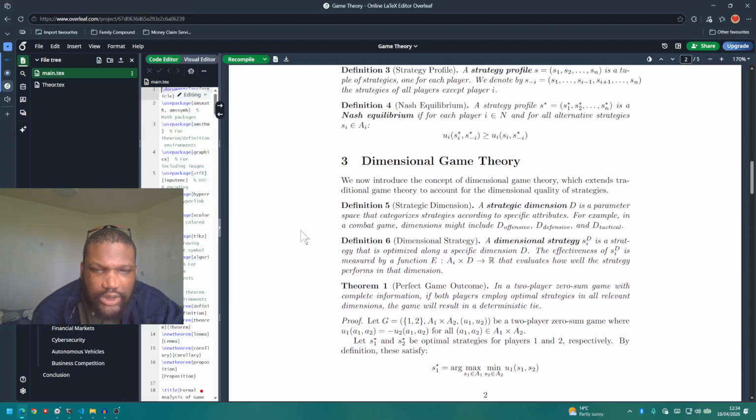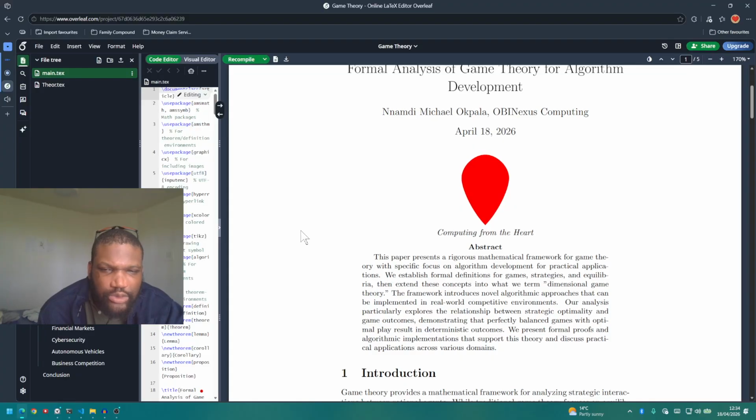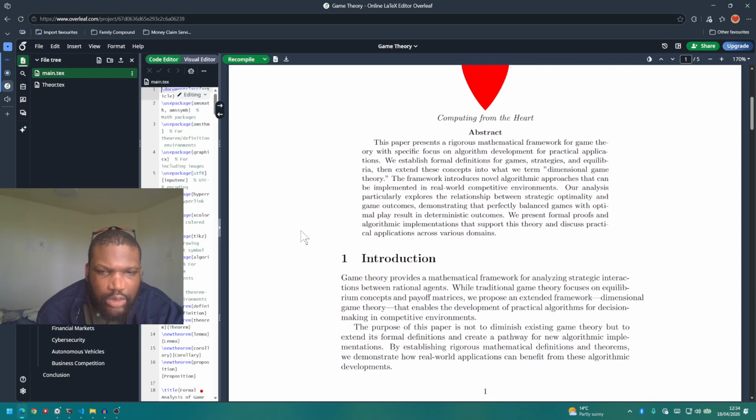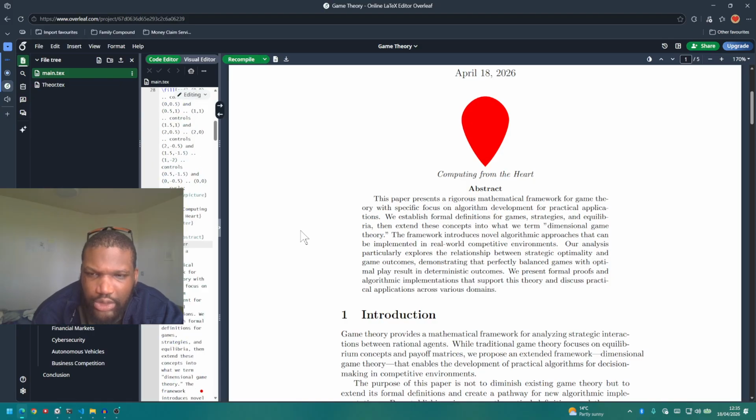This paper is basically using dimensional game theory to solve problems in the real world, because the real world is dimensional. This paper presents a rigorous mathematical framework for game theory, which specifies algorithms for practical development, which study formal dimensions of games, strategies, and equilibrium. This extends the concept of what dimensional game theory is. This framework introduces a novel approach to analyzing real world competitive environments.